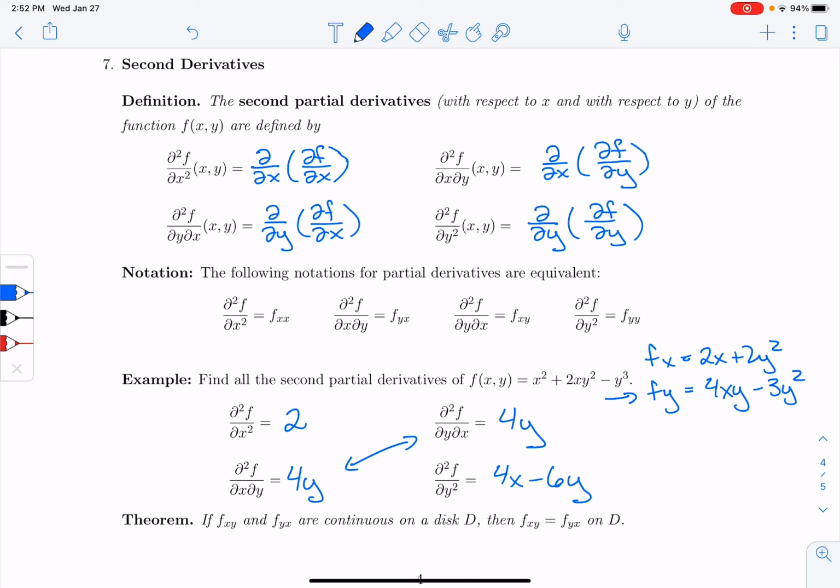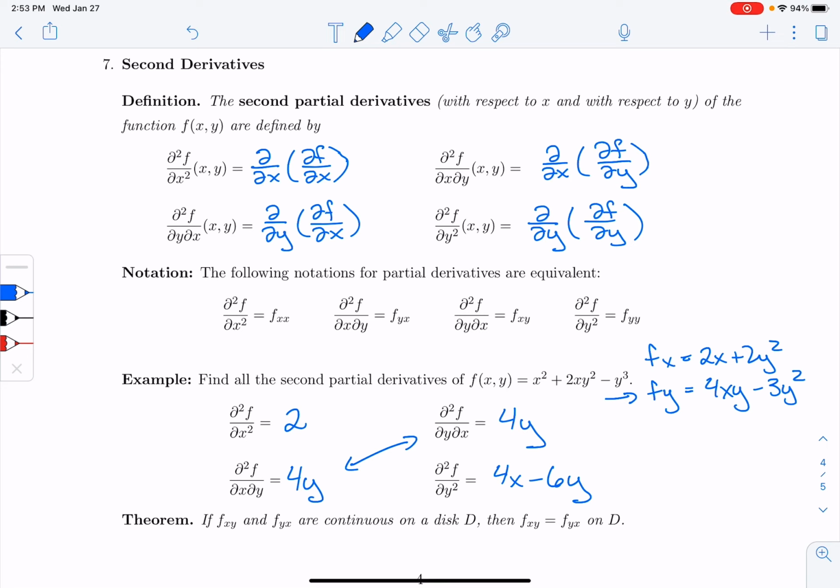There is a theorem in multivariable calculus, and it says that if both the mixed partials, fxy and fyx, are both continuous functions on some disk in the plane, we'll call that D, then those two partial derivatives must be equal. So if those partial derivatives exist and they're continuous in some region in the plane, then those mixed partials must be equal.